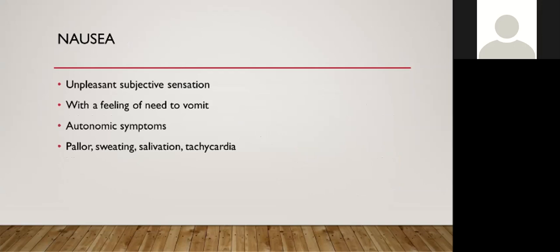So when we deal with the symptom, there are a few definitions that we need to have in our mind. We need to distinguish between what is nausea, what is regurgitation, what is retching, and what is vomiting. Nausea, as we all know, is an unpleasant subjective sensation where the patient has a feeling of need to vomit, but might not always end up vomiting. It's usually associated with autonomic symptoms like pallor, sweating, salivation, and tachycardia. Next slide, please.